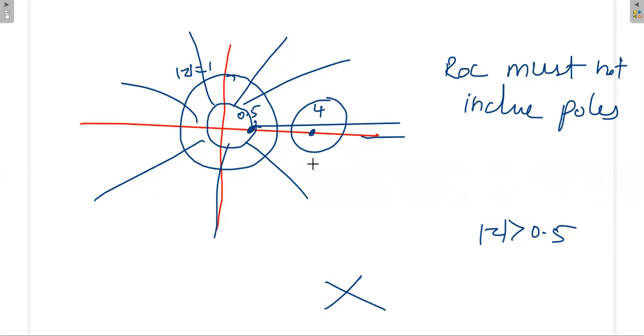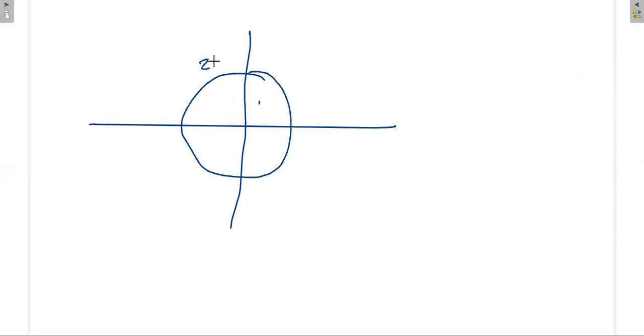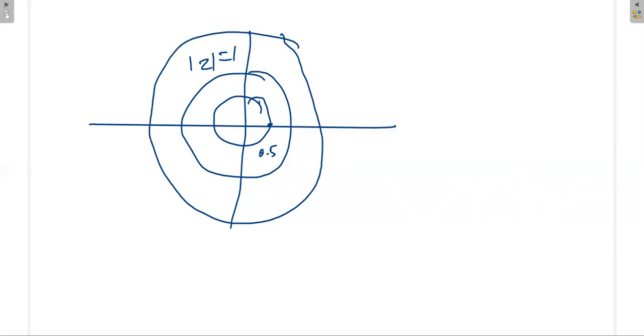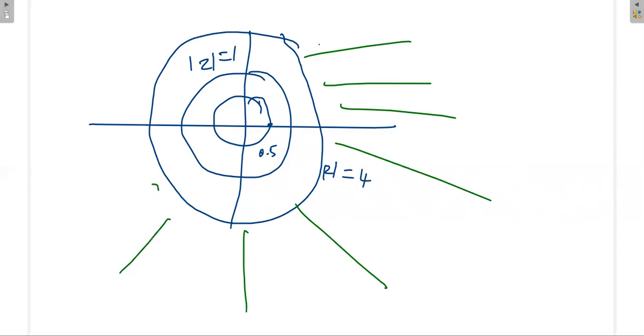So then, what is the only way to choose? Either you have to go outside the 4 circle or you have to go inside the 0.5 circle. So suppose this is the situation, mod z equal to 1. One pole is inside, at 0.5, and another pole is at 4, mod z equal to 4. What is the only way you have? Either you can go outside the bigger circle, or you can go inside the unit circle. These are the only possible ways. You cannot go in between. If you go in between, you are violating the condition.